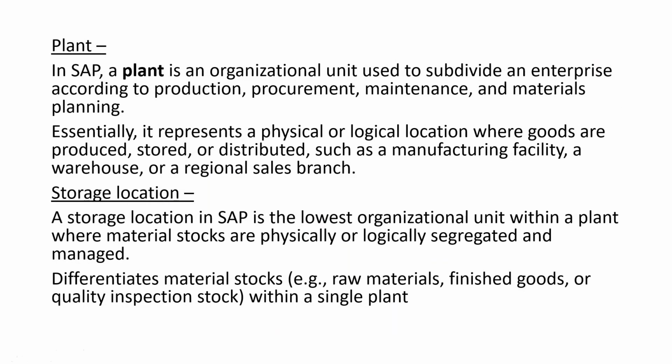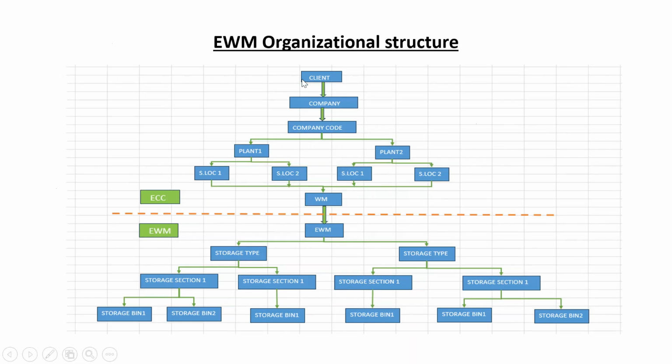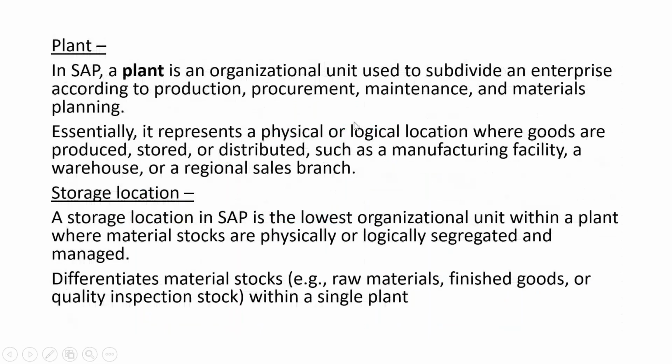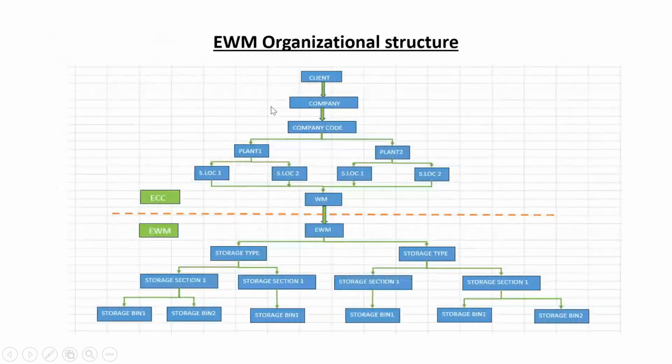And the next organization element is storage location. In SAP, storage location is defined as lowest organizational unit within a plant. So now I'm saying here in this top three, I'm saying that company code is the lowest org element, and here I'm saying that now storage location is the lowest organization unit. So why I am saying like that?